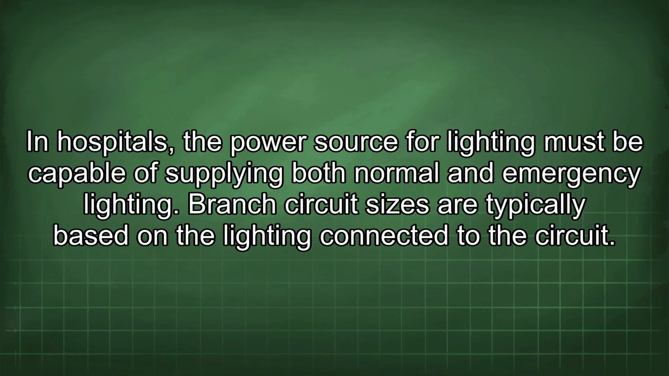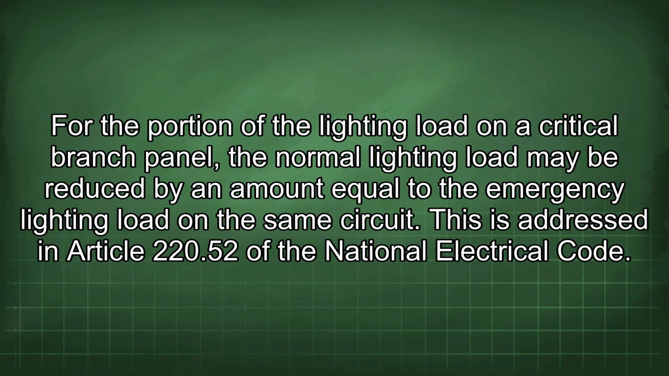In hospitals, the power source for lighting must be capable of supplying both normal and emergency lighting. Branch circuit sizes are typically based on the lighting connected to the circuit. For the portion of the lighting load on a critical branch panel, the normal lighting load may be reduced by an amount equal to the emergency lighting load on the same circuit. This is addressed in Article 220.52 of the National Electrical Code.